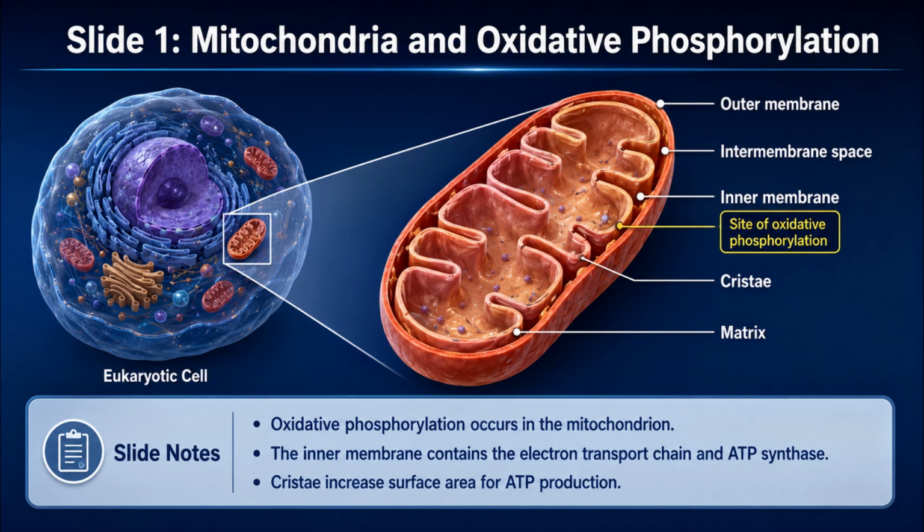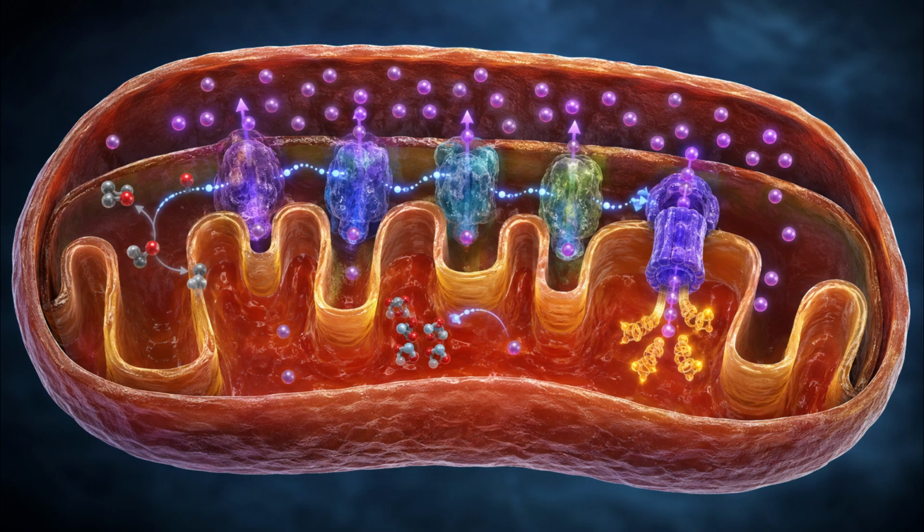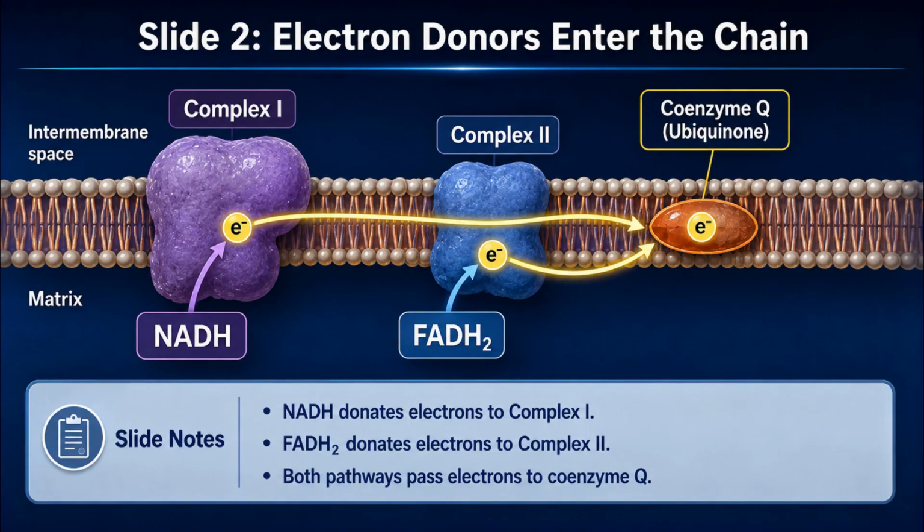The space enclosed by the inner membrane is called the mitochondrial matrix, while the narrow region between the inner and outer membranes is called the intermembrane space. Oxidative phosphorylation consists of two closely connected processes, the electron transport chain and chemiosmosis. The electron transport chain is a series of protein complexes located within the inner mitochondrial membrane. These protein complexes transfer electrons from one carrier to another. The electrons entering the chain are mainly supplied by NADH and FADH₂.